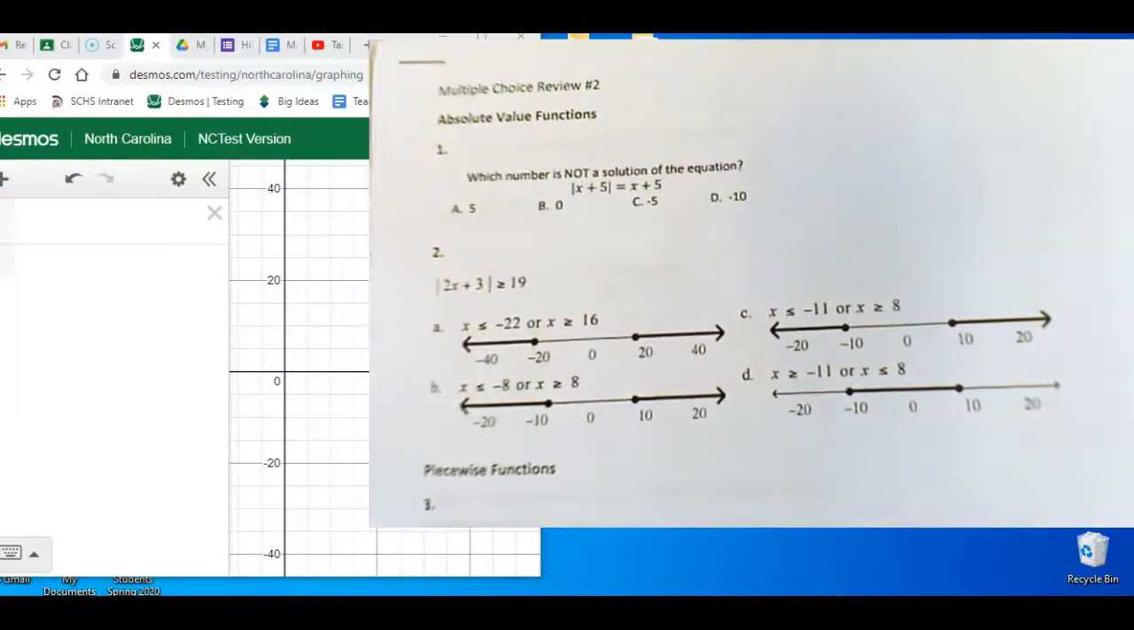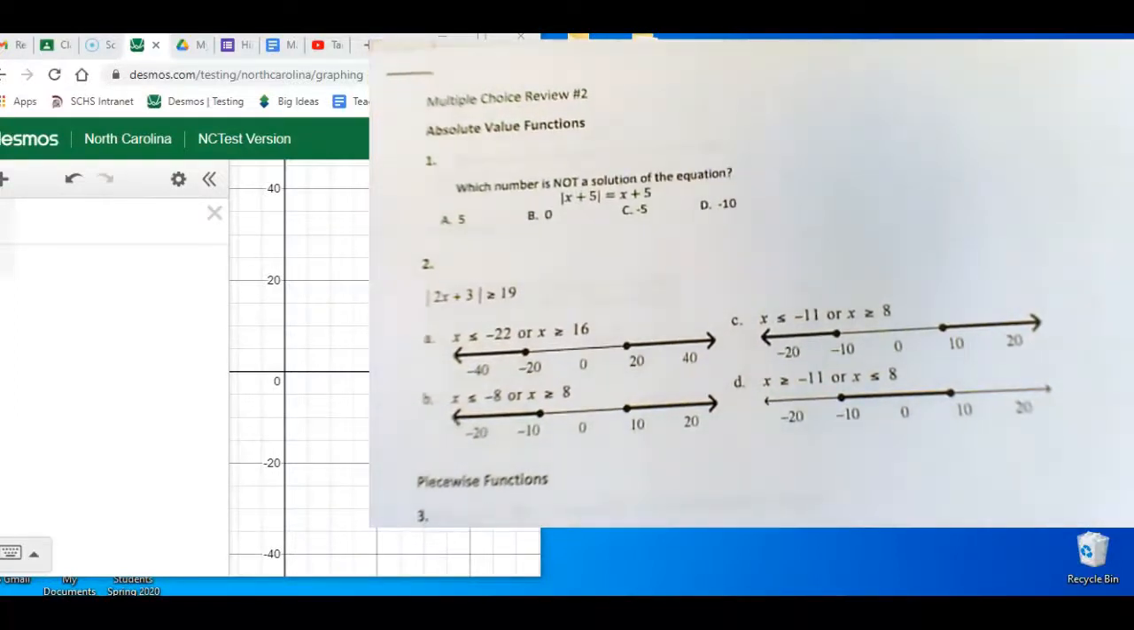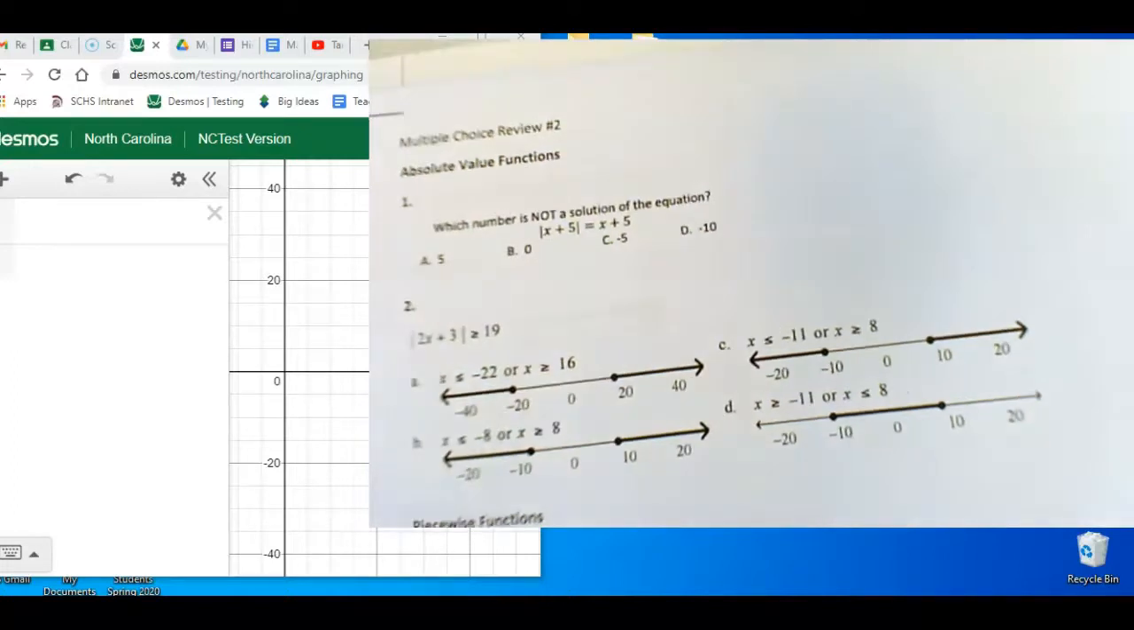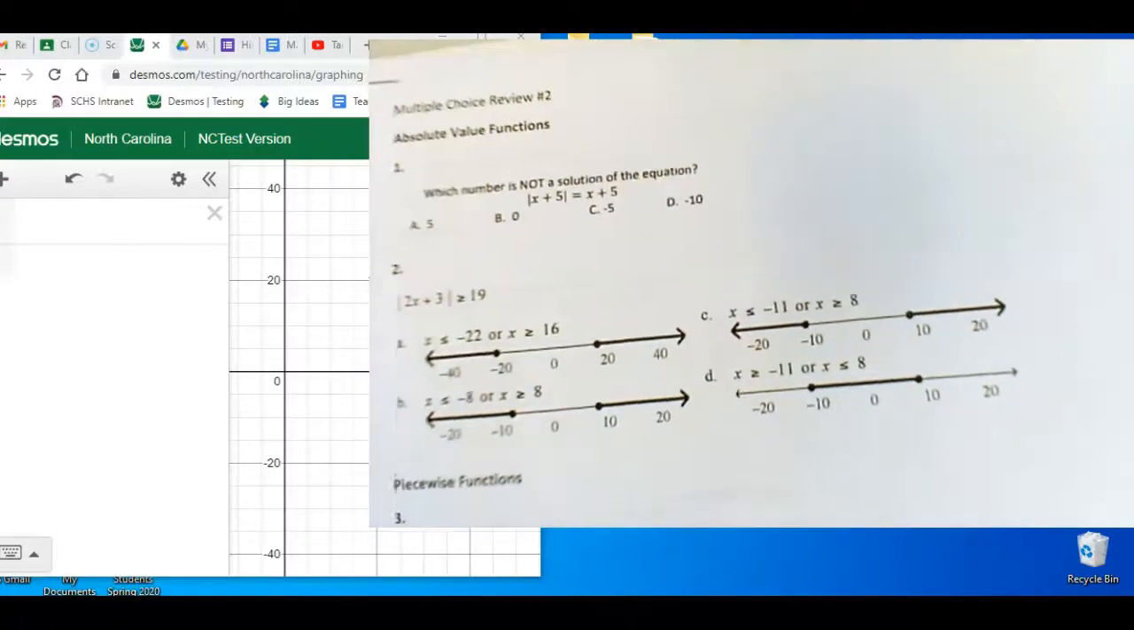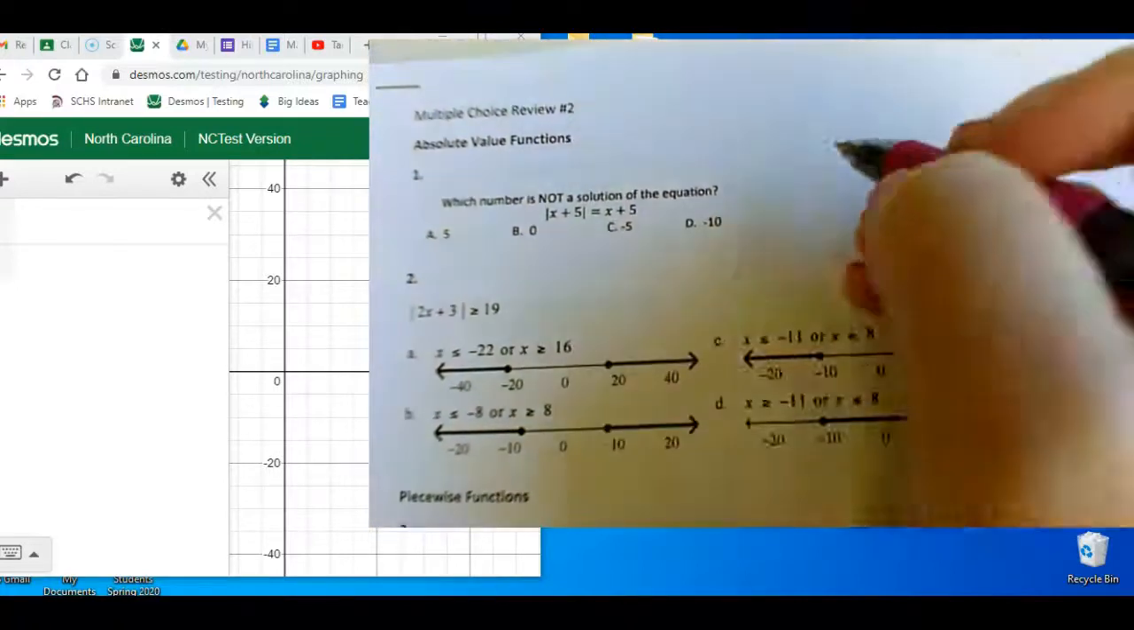We're doing some more review problems today. The first question says, which number is not a solution of the equation? There are several ways that we can solve it. What I would do first maybe is just try to work it out the regular way.